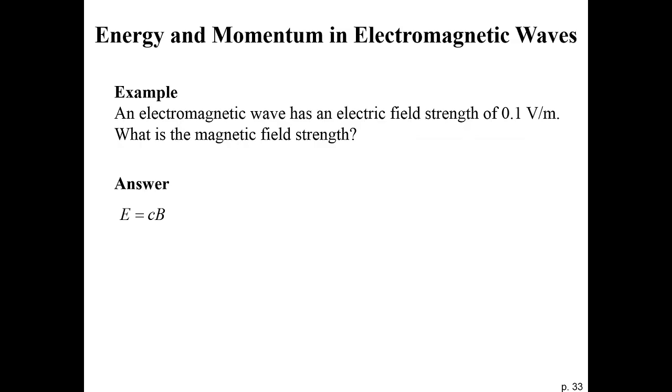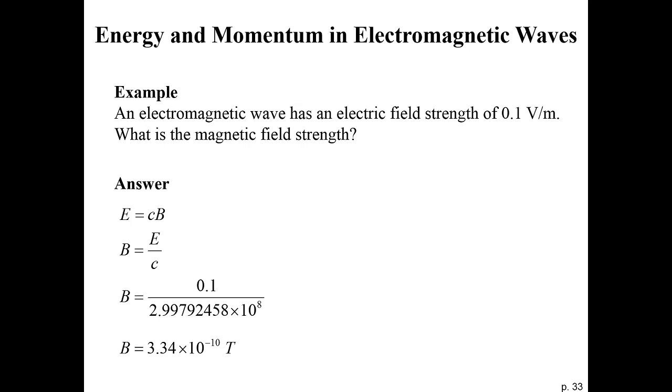Okay, so we want to try a problem here. In this case, we have an electromagnetic wave that has an electric field strength of 0.1 volts per meter, and we want to find the magnetic field strength. So the electric field is equal to c times B. We divide both sides by c to get the magnetic field equal to the electric field divided by c. Now we plug in our values. The electric field is 0.1 volts per meter. We divide by 3 times 10 to the 8, and that gets us our magnetic field strength of 3.34 times 10 to the minus 10 Tesla.